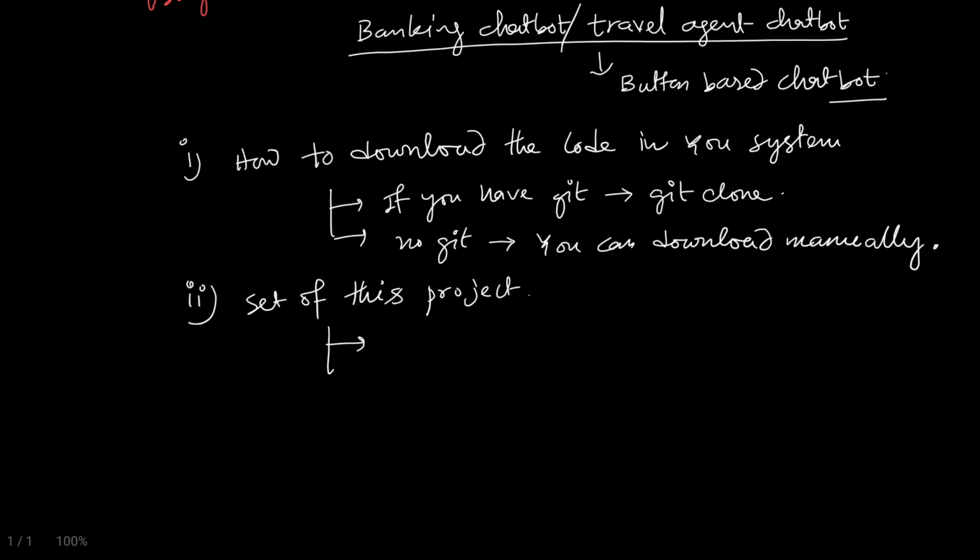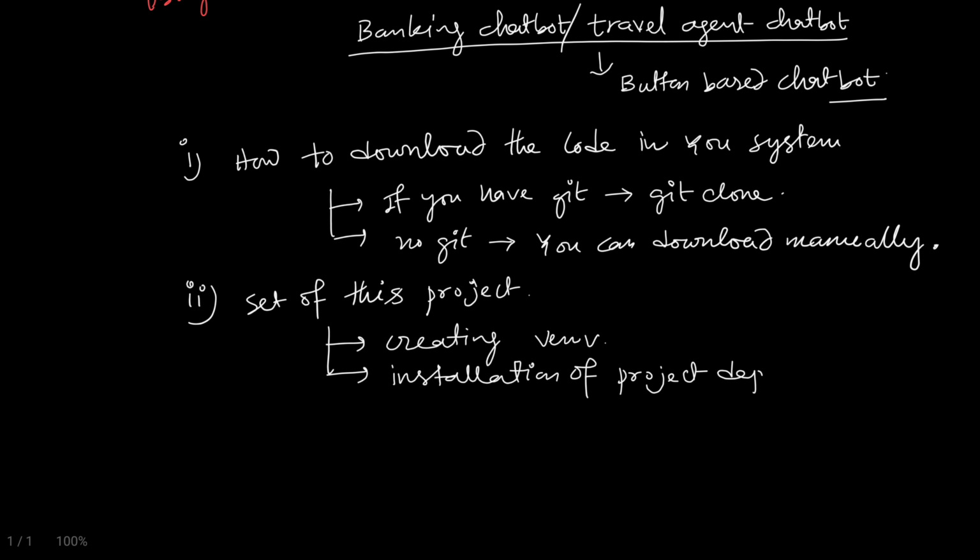We can divide it into parts. One is creating a venv, that is a virtual environment, which is always recommended for any Python project. Then the installation of project dependencies. Then, in the third step, editing intent.json. So what is intent.json?